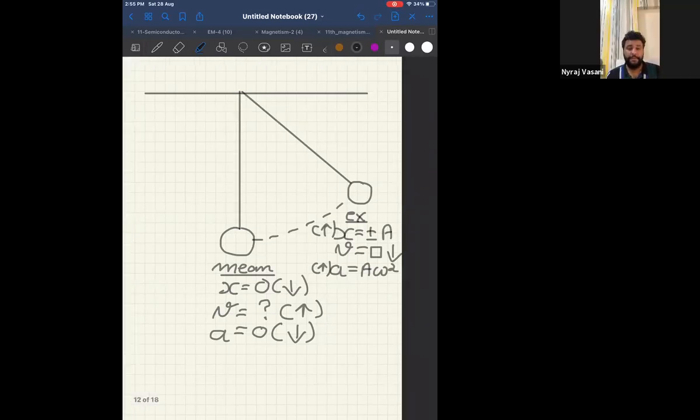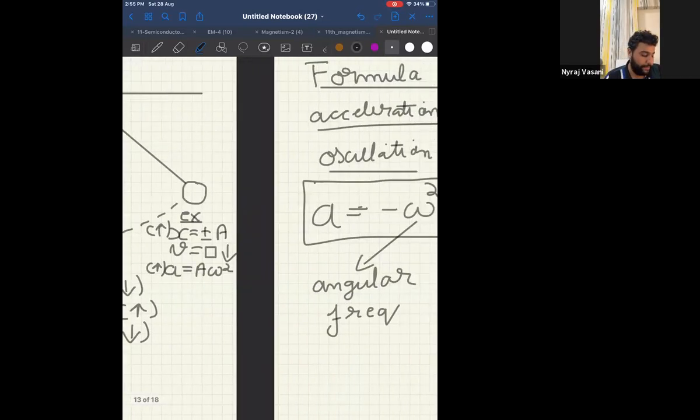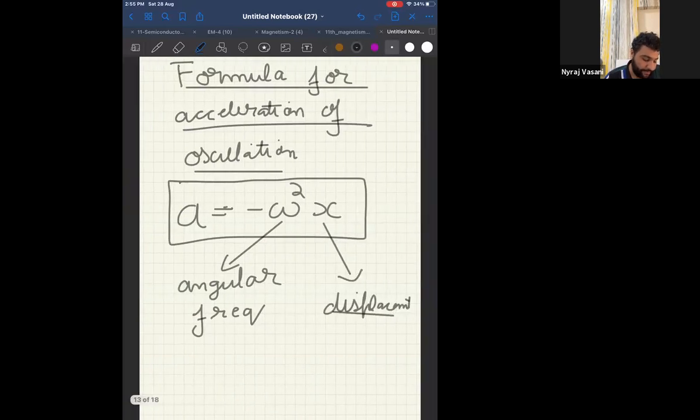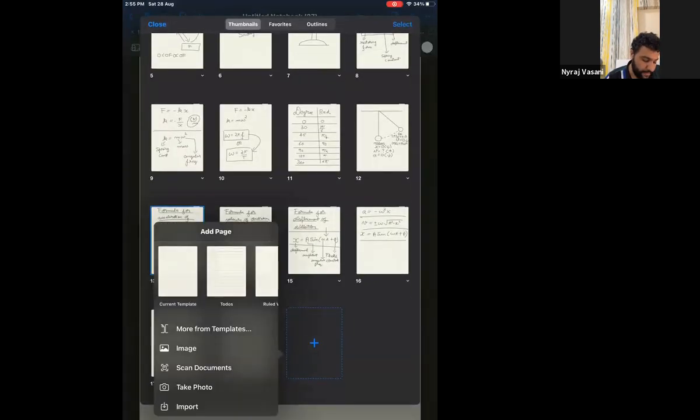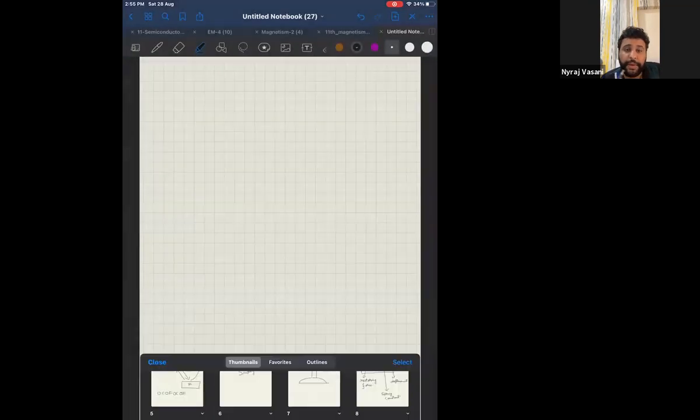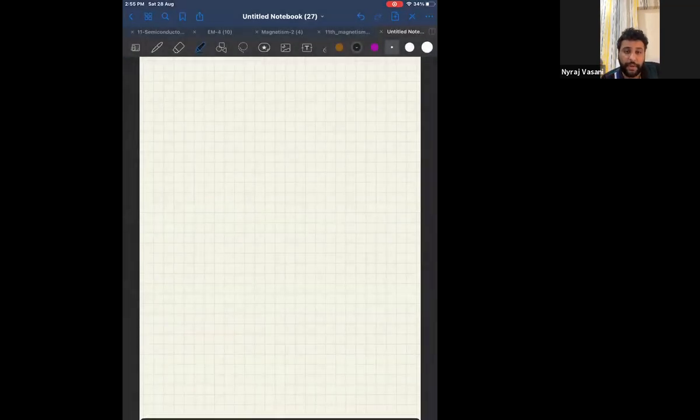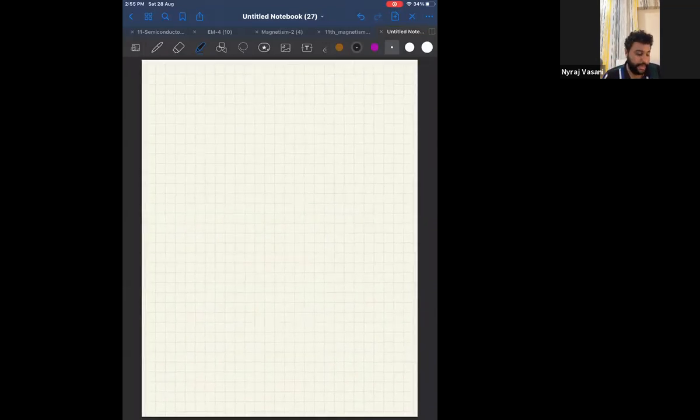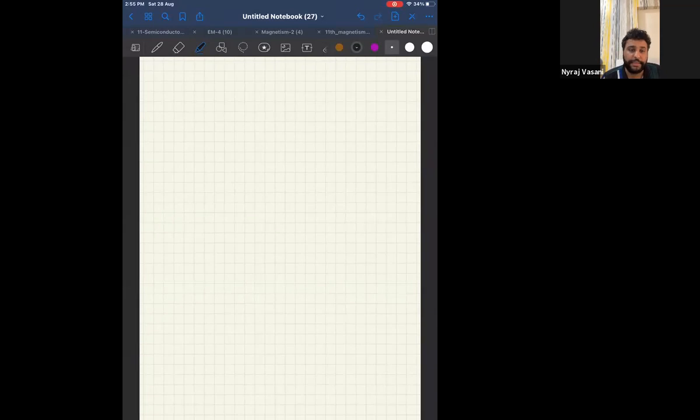So now listen to this very carefully. How many formulae for acceleration do you know? Tell me now, how many formulae for acceleration do you know? Now you know 3 formulae for acceleration. For oscillation, tell me, which is the first formula for acceleration that you know? I know the general formula for acceleration is minus omega square x. This is my general formula for oscillation.